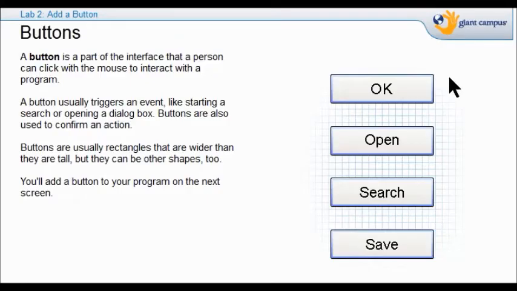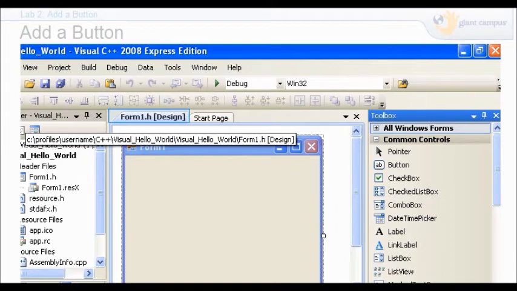You guys have used all kinds of buttons in your computing experience. Usually a button triggers some kind of event: save, OK, open, search, right? They are usually rectangles that are short and fat. But you can have other shape, size buttons as well. So what we're going to do is add a button to our project. Next thing we're going to do is add a button.